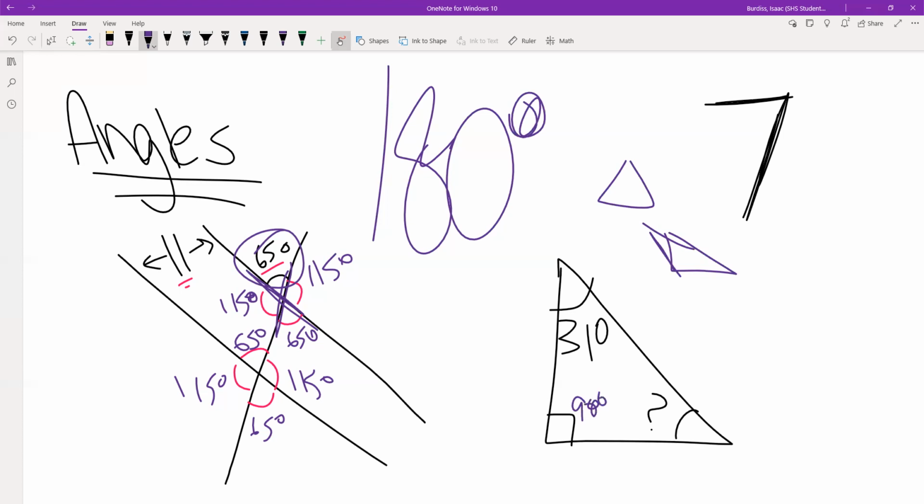And if this is 31 degrees, we do 180 minus 31 minus 90 to find that this is 59. So that's your angles.